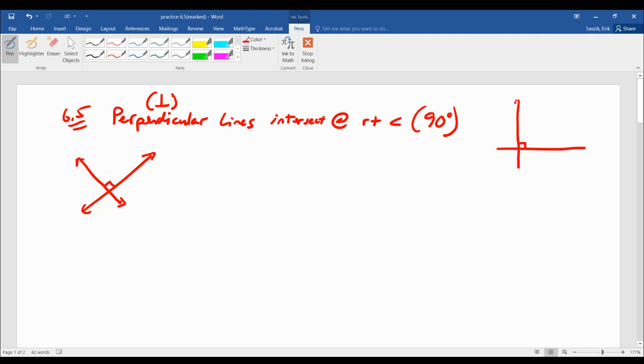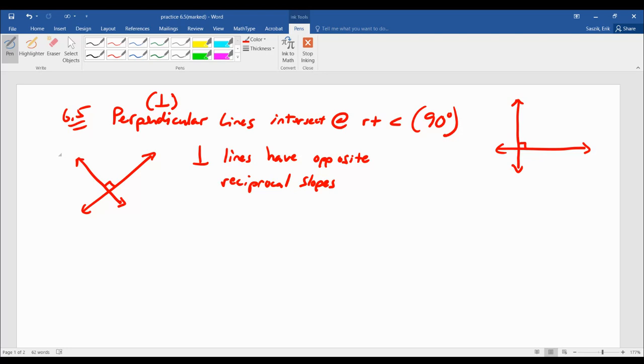Okay? Now, for our purposes in algebra, what we need to know is perpendicular lines have opposite reciprocal slopes. Okay, perpendicular lines have opposite reciprocal slopes. And let me explain to you what that means. Now, mathematically, opposite means different signs. So if one's negative, the other one's positive. Reciprocal means you have to flip it.